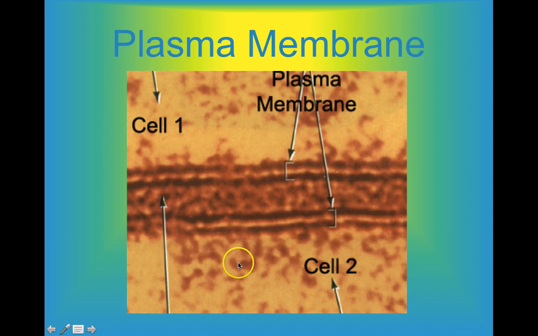Here you can see another image of plasma membrane or the cell membrane. Here we have cell 1, here we have cell 2, and you can see the phospholipid bilayer here and here of cell 1 and 2. And then you can also see the material exchange occurring throughout it as well.